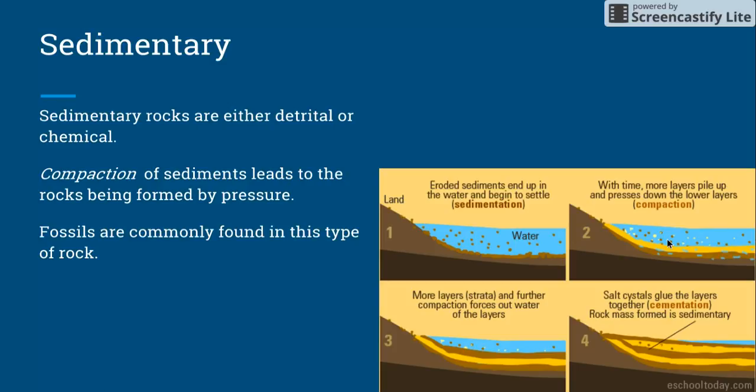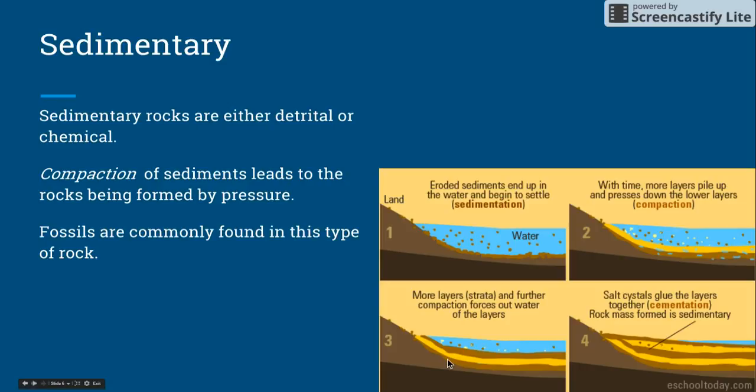This is compaction. And then you see here that more layers and further compaction forces out the water that was once in between the layers. So you saw in here there was this water in between the layers, these little blue dots. And in this picture, you can see that because of this compaction or this pressure, the water is forced out. And then in number 4, you see that salt crystals glue the layers together, and this is called cementation. And the rock mass that ends up being formed is sedimentary.